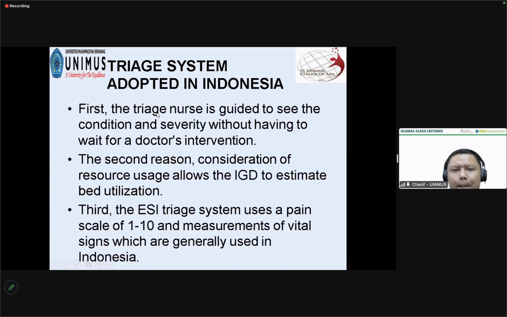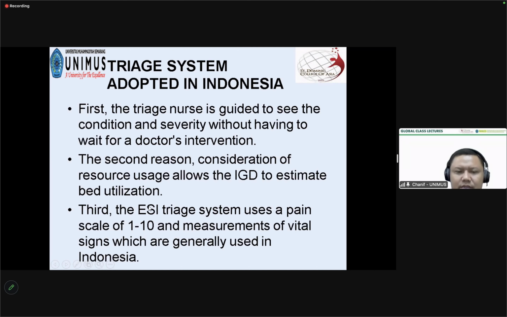The first reason, the triage nurse is guided to see the condition and severity without having to wait for the doctor's intervention. It is one function of the nurse to independently decide the level of triage. The second reason is consideration of resources. We consider the number of resources used for the patient to estimate bed utilization.